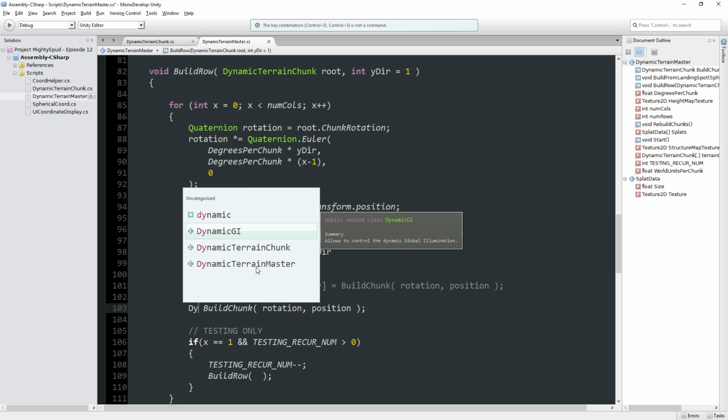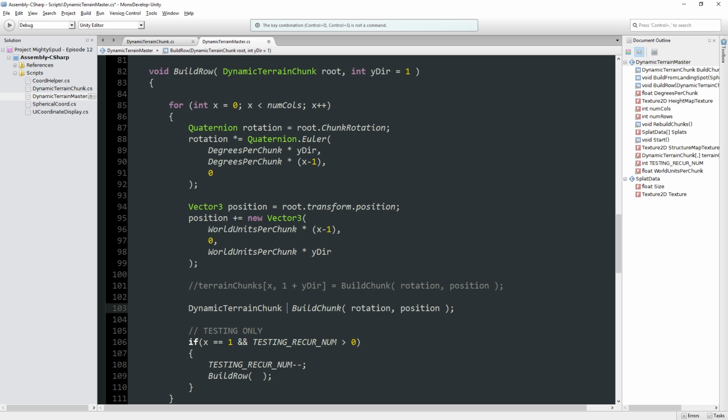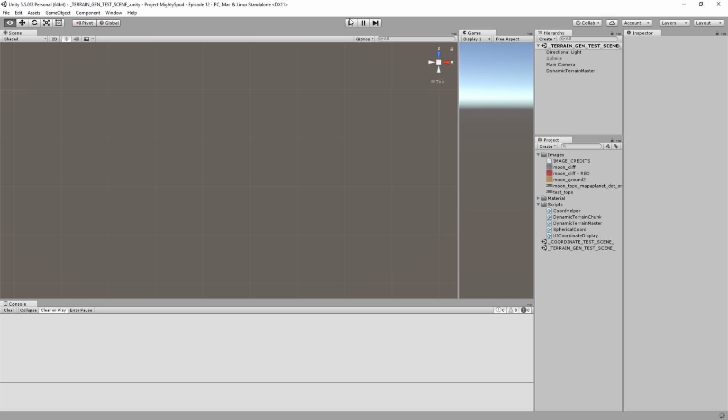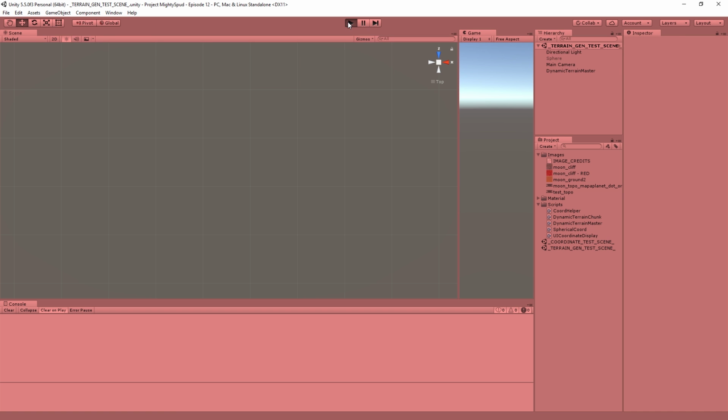Dynamic terrain chunk DTC is equal to this. So if we're in the middle column, then we're going to call build row again with this new DTC, and we're going to continue in the same direction as ydir. So this is going to repeat this process 10 times, adding 10 extra rows to it, and it should hit us at the South Pole. And we're going to see exactly what kind of nonsense we're creating here.